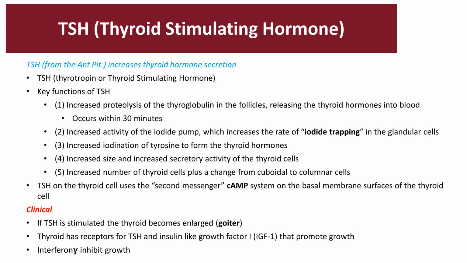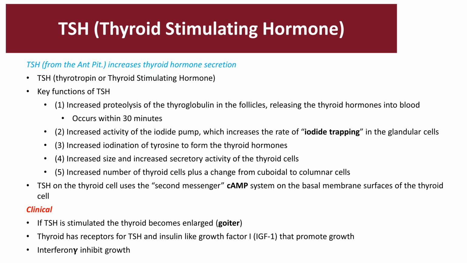TSH, which is also known as thyrotropin, is the anterior pituitary hormone. It is a glycoprotein with a molecular weight of about 28,000, and this hormone promotes the secretion of thyroxine and triiodothyronine from the thyroid gland. In summary, TSH increases all known secretory activities of the thyroid glandular cells.